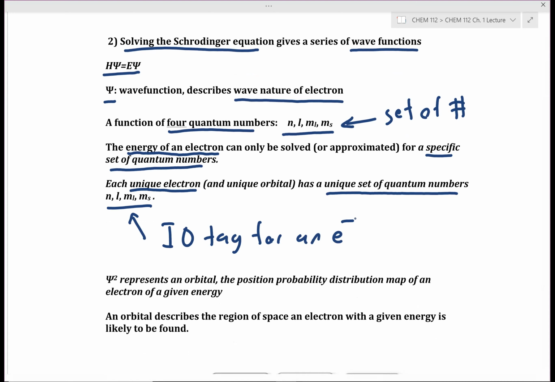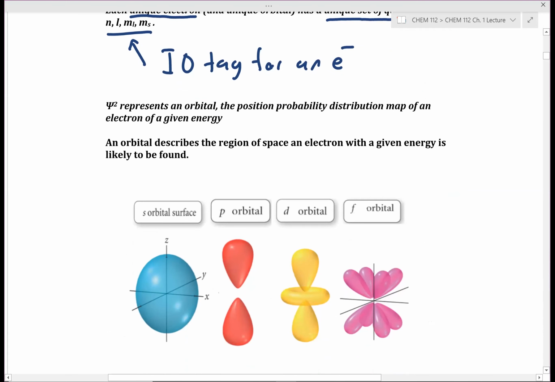So up until this point, none of these numbers have actual physical meaning. None of these correspond to anything in our physical world. However, when we look at the wave function squared, this represents something that's quite significant for us chemists. It represents what's known as an orbital. And the best description I can give you for an orbital is the relative region of space an electron is likely to be if it has a given energy. So it's the probability distribution map of an electron of a given energy.